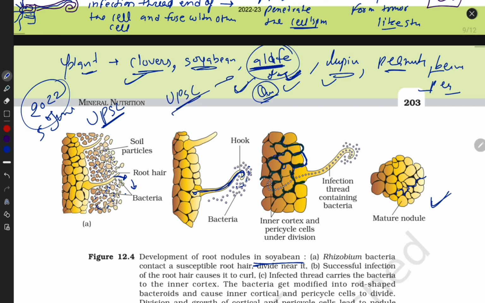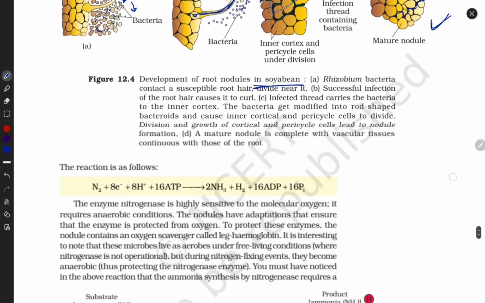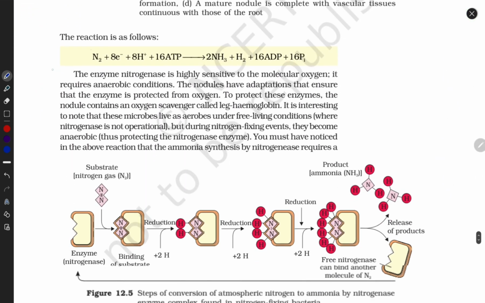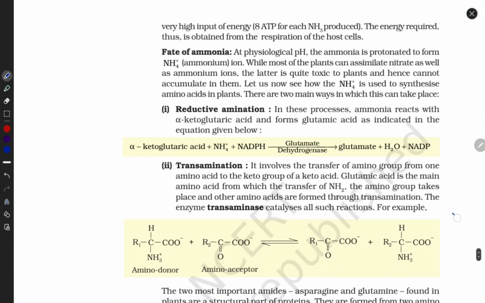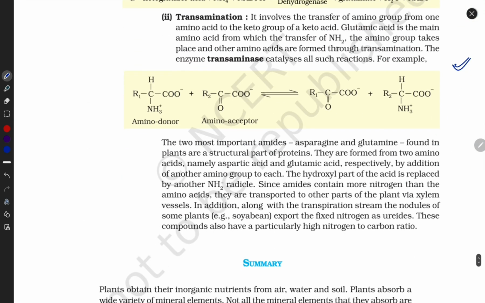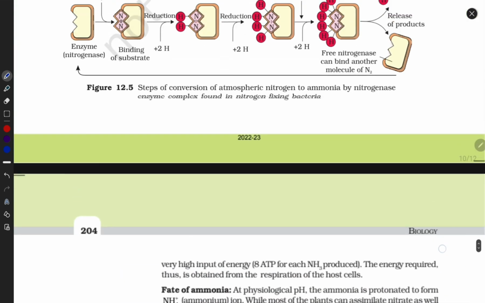Okay, so that's all for now. In the next part, we will cover nitrogen assimilation. Okay, guys, we're going to do nitrogen assimilation, and then the chapter will be complete.